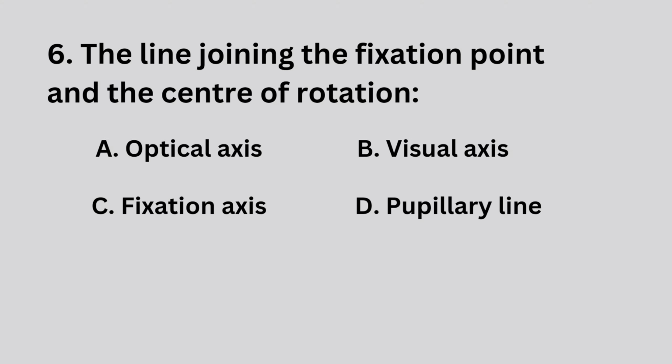Next question, the line joining the fixation point and the center of rotation. Option A, optical axis. Option B, visual axis. Option C, fixation axis. And option D, pupillary line. Correct answer is option C, fixation axis.